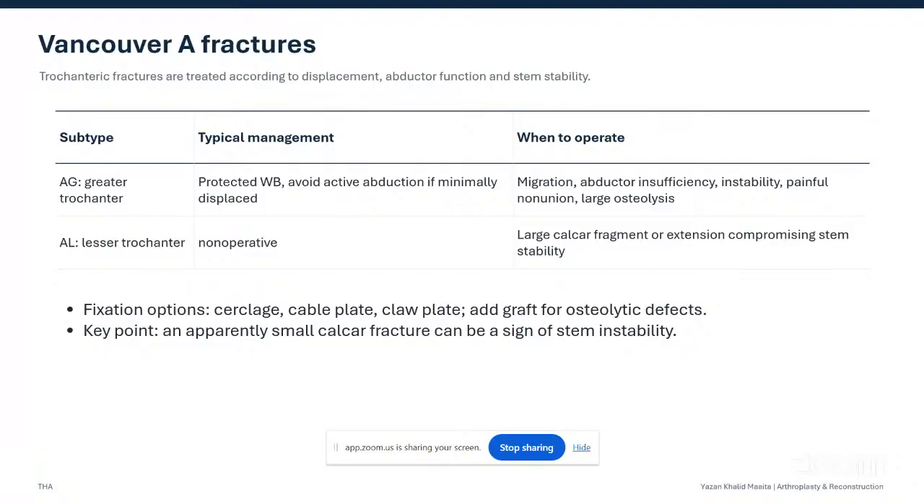The fixation in this kind of fracture uses circular wire, cable, hook plate or claw plate, adding bone graft on an osteolytic defect.